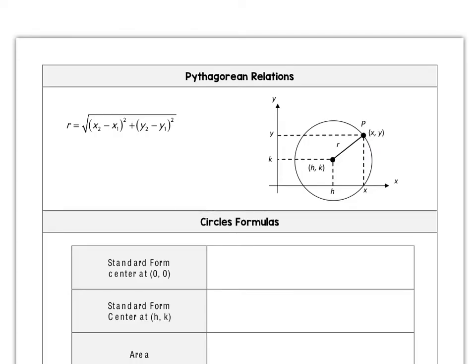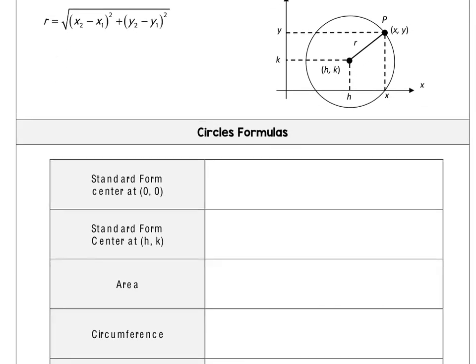Okay, so this next page talks about the circle formulas, and it shows you the relationship between just the distance formula, which is your Pythagorean theorem, and the radius. Okay, so now we have our circle formulas. If the center is at the origin, then it's just x squared plus y squared equal to r squared. If it's at something other than the origin, it's (x minus h) squared plus (y minus k) squared equal r squared.